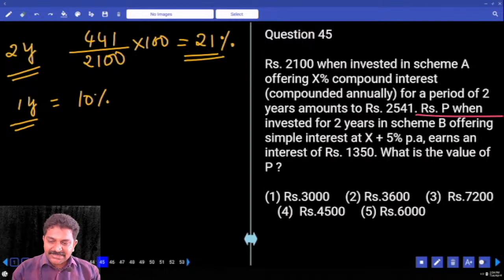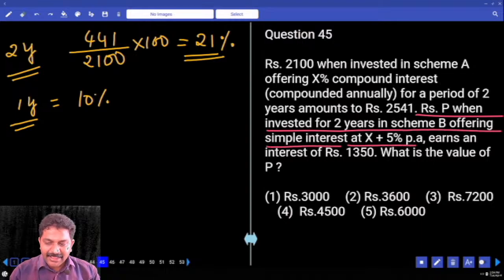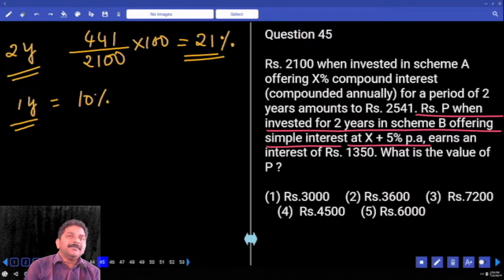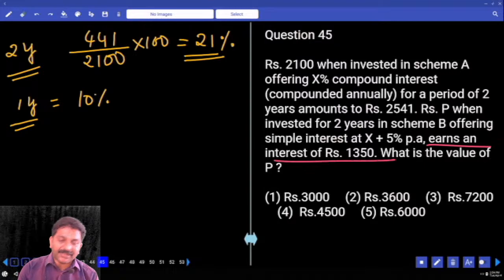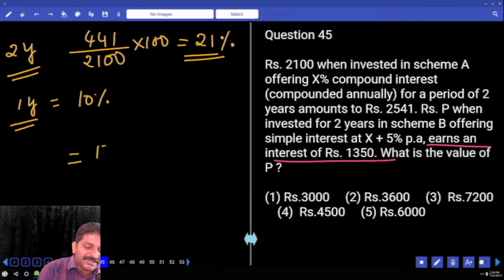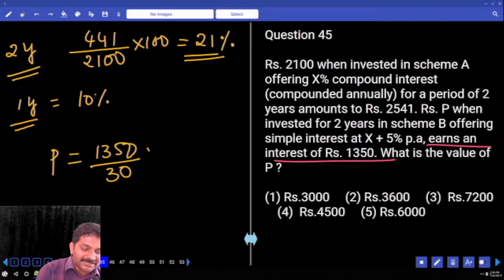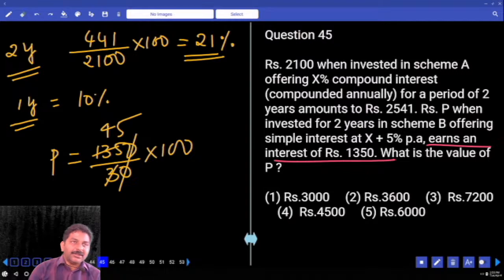10%. P rupees when invested for 2 years in scheme B offering simple interest at X plus 5%. What was X we got? 10 plus 5 in the sense 15% per annum. Then for 2 years it becomes 30%. Earns an interest of 1350. Now can you tell me what percentage is 1350? Then to get 1% value divide by 30 only. To calculate principal, which is 100%, multiply by 100 only. 2 zeros, 3, 4, 5 into 100, 4500 is principal.